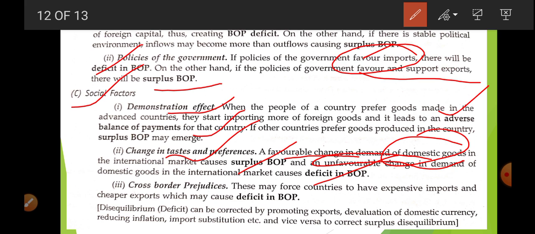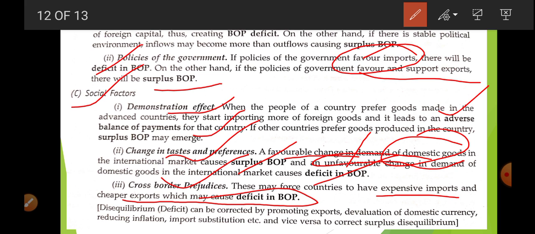Cross border prejudice: this may force a country to have expensive import and cheap export, which may cause a deficit in balance of payment. This is the case of India. India is mainly exporting primary goods or manufactured goods, so its price is less. And what India is importing is capital goods, so its price is too high. Because of that there is an unfavorable balance of payment.